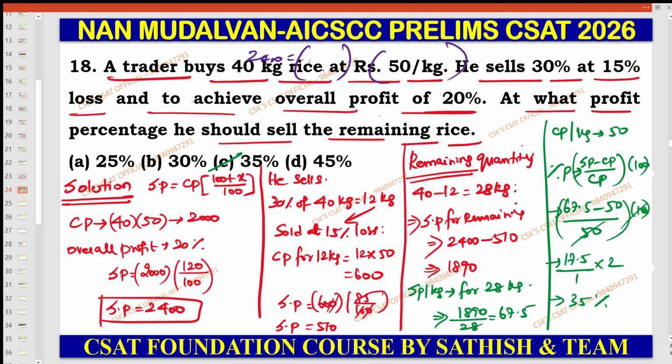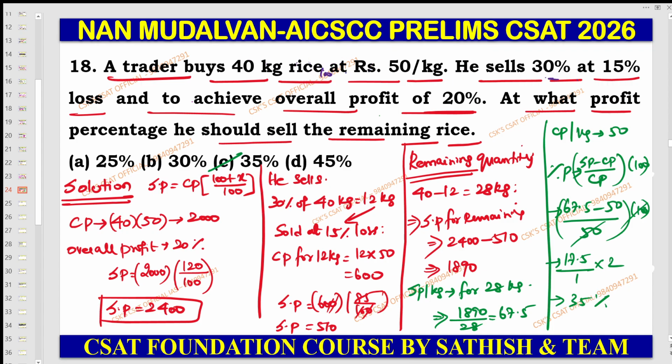If you are using this method, 30 percentage at 14 percentage loss, here you have to write 85 by 100. No, that 30 percentage and all is not required. Here also you have to do your calculations. What I did here is I am doing separately. You can avoid some mistakes here. That is why I did this method.